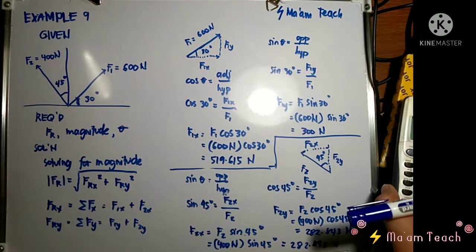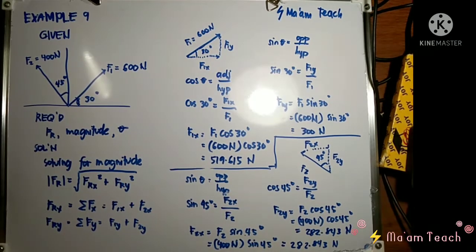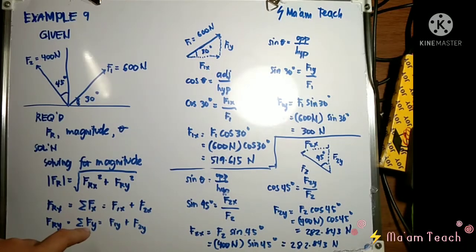So once we know the x and y components, we will now substitute them here to get the total sum of the x and the y.